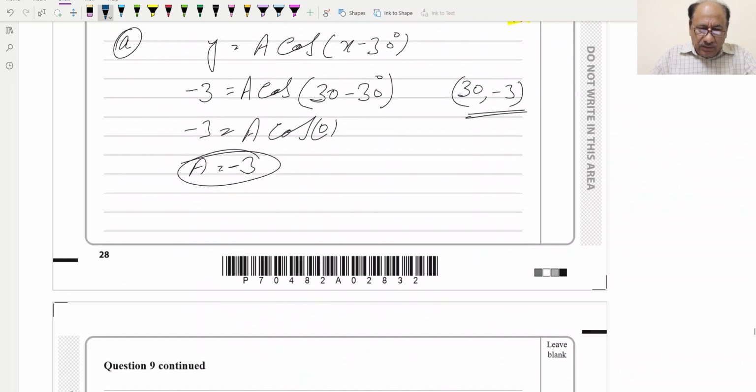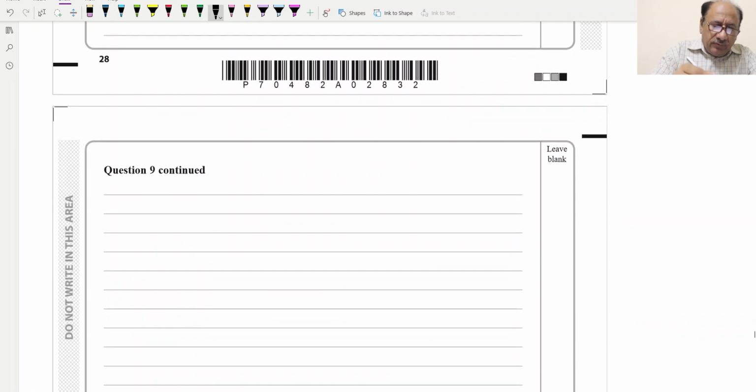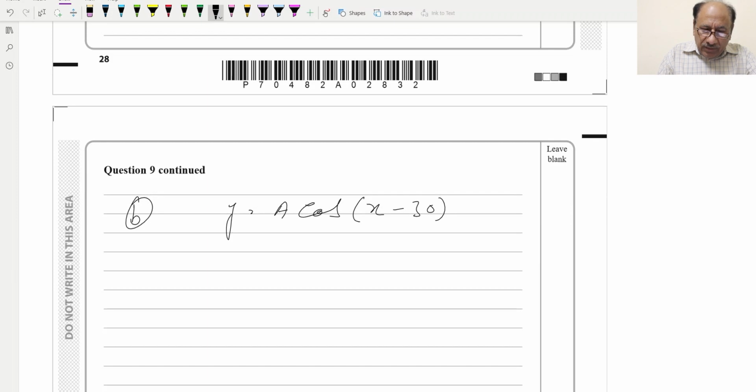We can write the equation for part b. We will be saying y is equal to a cos of x minus 30. So the x value will be what? The x value will be 10 into pi by 2.